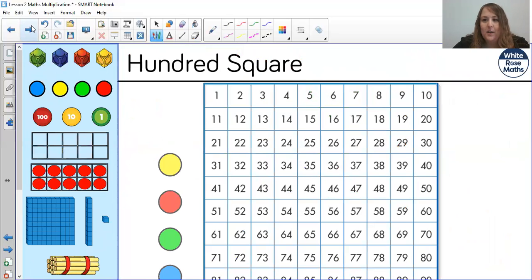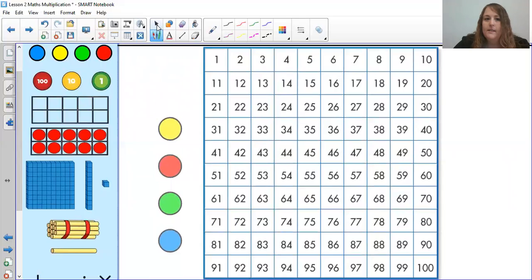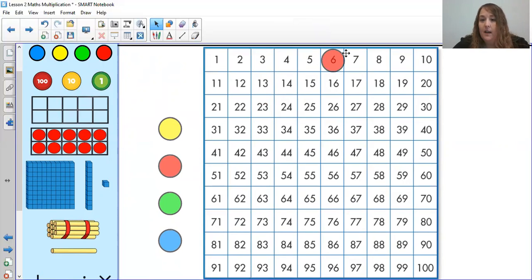Okay, next part then, so the 100 square. So can you have a think of which colours would be which? So I'm going to start off for you, and I started with 1 times 6 because it was the easiest. So I'm going to pop a red dot on there. Can you now have a go at seeing if you can put them in the different colours? And pause the video here and see if you can work out which one would be next. Okay, well done for having a go at that.